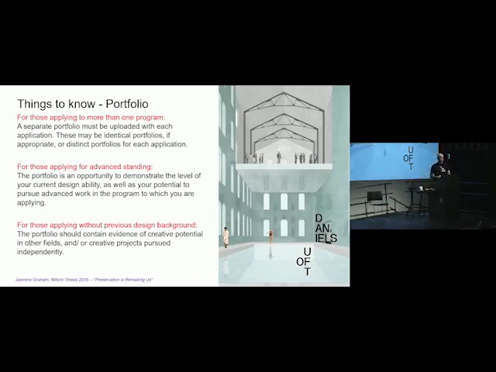If you are applying to more than one program, it's important to have different portfolios for each application. Carbon copies are okay. If it's all you can produce, then that's that. But it is encouraged to have different portfolios for the different programs you're applying to. If you're applying to advanced standing, there's an opportunity to demonstrate the level of current design ability as well as the potential to pursue advanced work in which you are applying. I'll explain what advanced standing is and what the requirements can be in a little bit.